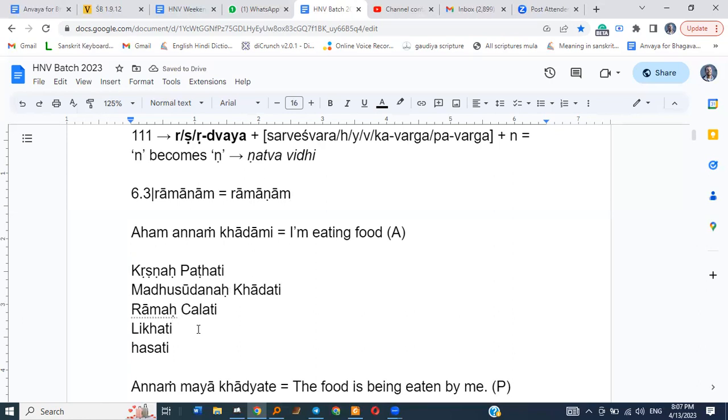Of course, all these examples we are doing are in the third person. That's a different thing. Likhati, okay. Bala likhati, the girl is writing down. Then the minister is laughing, let's say. Mantri. So like that.